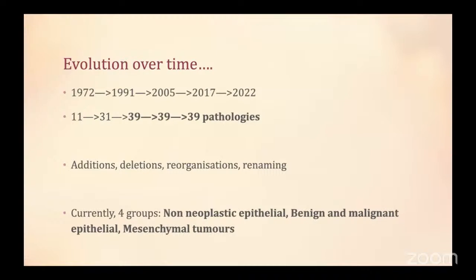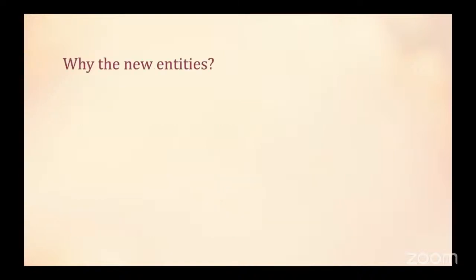Interestingly, the number of pathologies has remained constant, steady at 39 pathologies for the last three WHO classifications. So there are a lot of additions, deletions, reorganizations, and even renaming of the same pathologies. Currently, there are 4 groups: non-neoplastic epithelial, benign and malignant epithelial, and mesenchymal tumors.